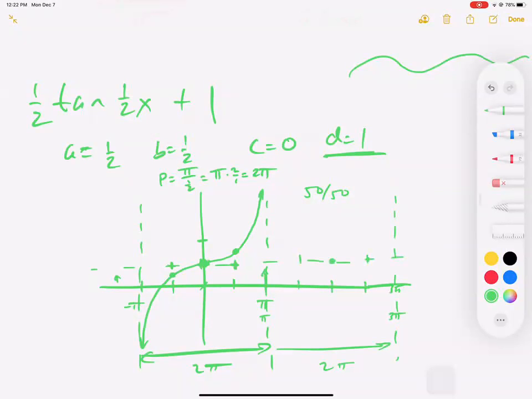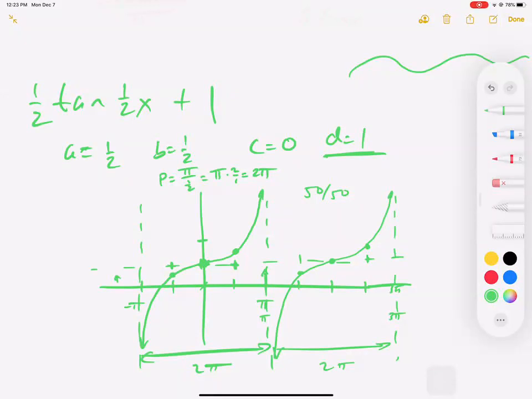A tangent graph means 50-50. That's why we're half on one side, half on the other. Well, how steep is it? Our A value says it's only half. So it's not very steep. It's actually pretty squished. Pretty squishy. Look, they're like twins. Okay, pretty squishy. So how does this change for cotangent?